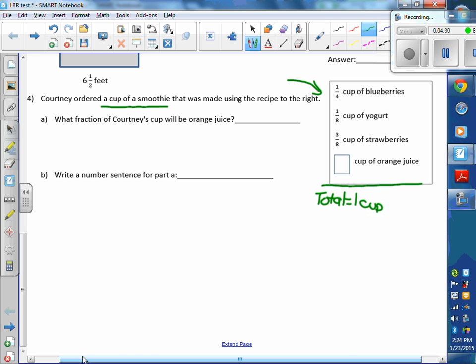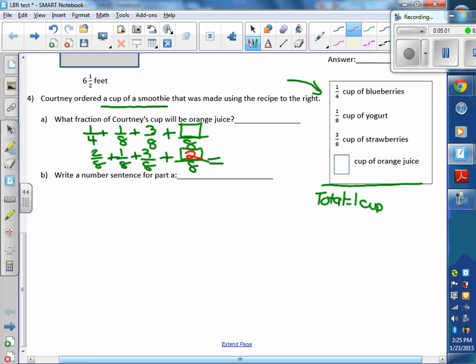So you have 1/4 of a cup of blueberries plus 1/8 of a cup of yogurt plus 3/8 of a cup of strawberries. If you think about it, 1/4 is the same as 2/8. And you have to figure out what's missing. So you could put it in terms of 8s. So 2 plus 1 plus 3 makes 6/8. So what's missing, Ava? 2/8.